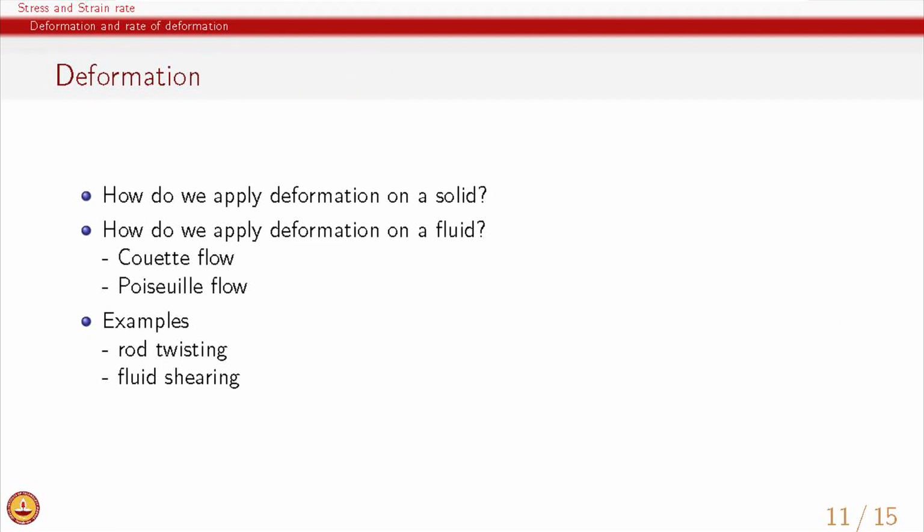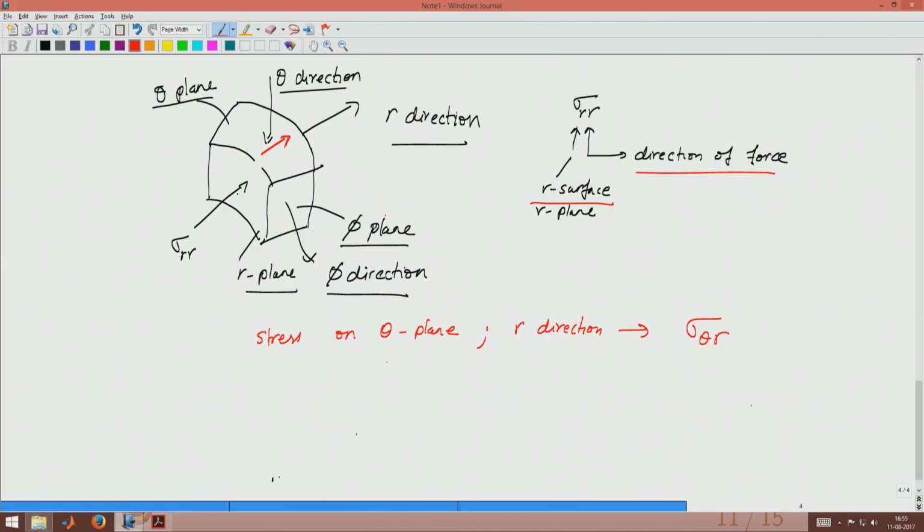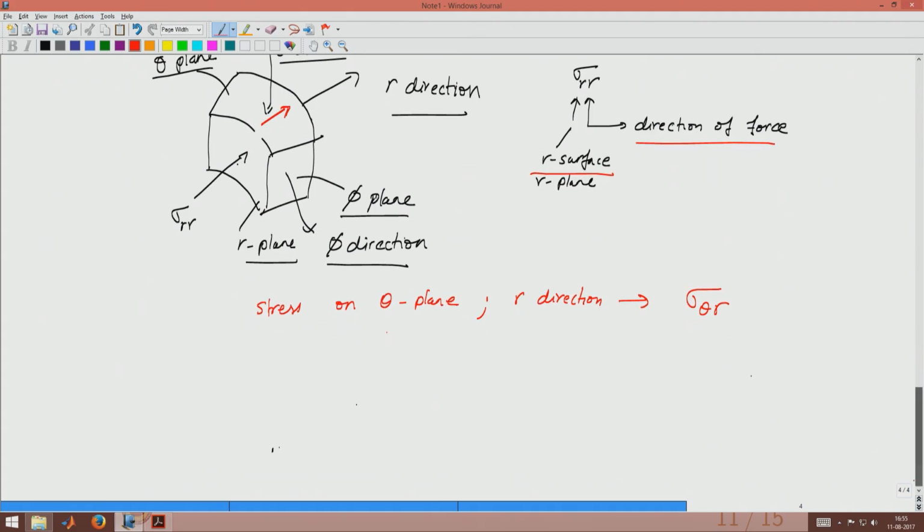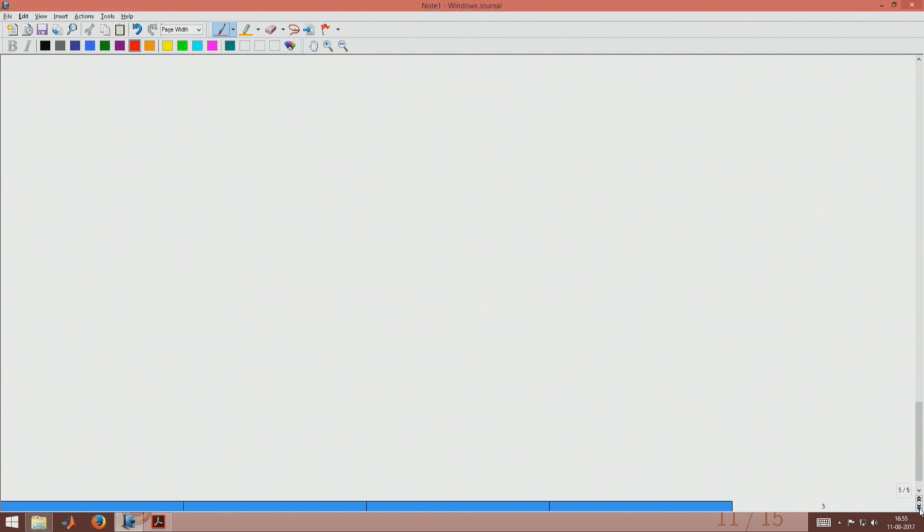In general, before we define the quantities which quantify deformation, let us ask: what do we mean by deformation in a solid, and more importantly, how do we apply deformation in a solid? Generally, when we learn strength of materials or solid mechanics, we have a solid body to which different types of deformations can be applied. For example, we can take a block of material and stretch it. This is called uniaxial tension.